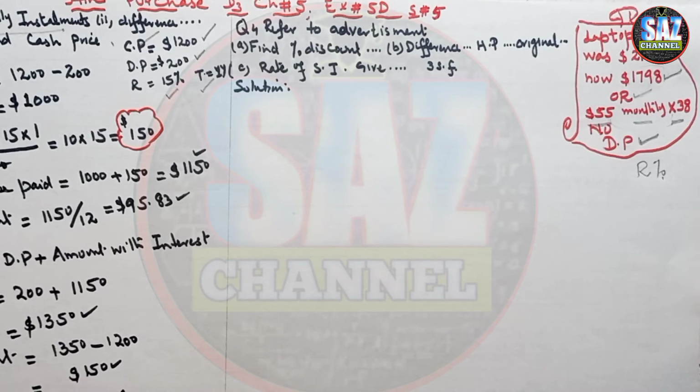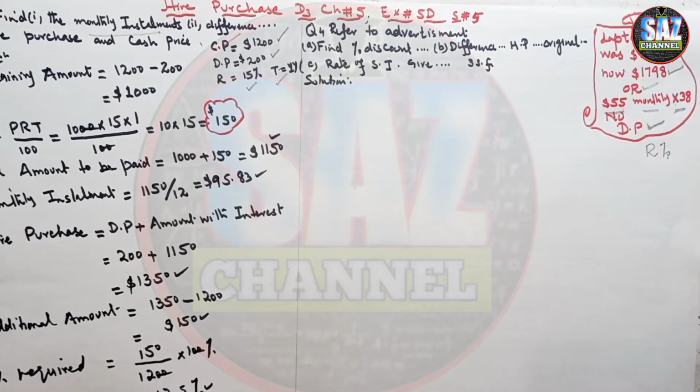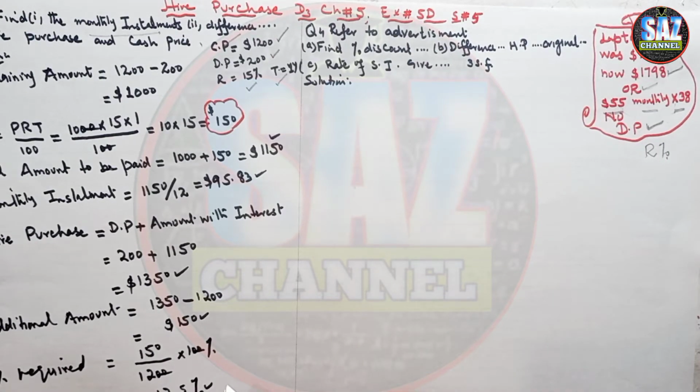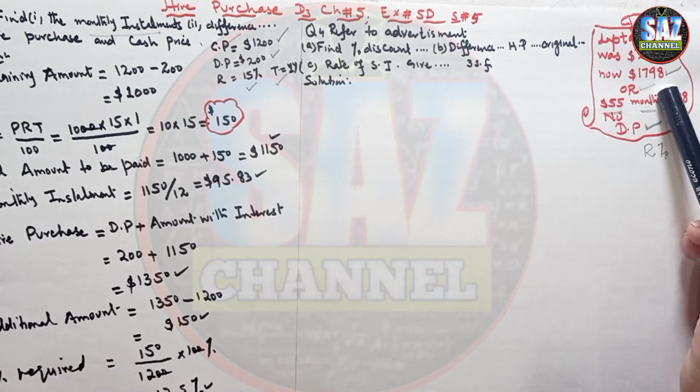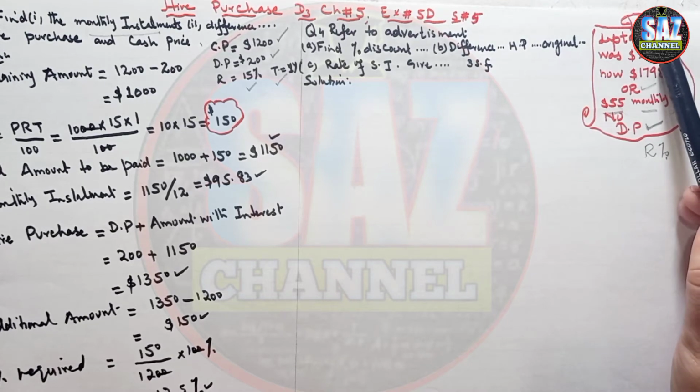Okay, the first part is that we have to find the percentage discount for the payment in cash compared to the original price. Now the cash price is 1798 and the original was 2198.